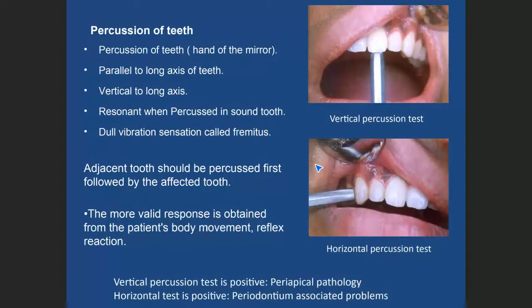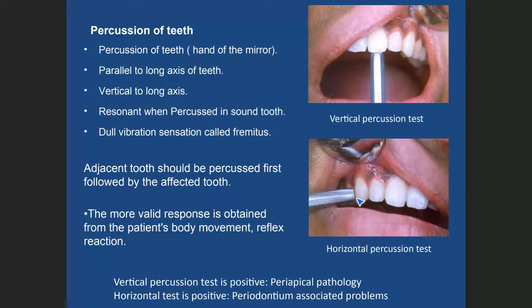Next is percussion. Percussion you do with the help of a blunt instrument, either the mirror or the probe. Usually we take the handle of the mirror, and you do the percussion either in the vertical direction or in the horizontal direction. See, here you are doing the percussion in the vertical direction, here you are doing it in the horizontal direction.